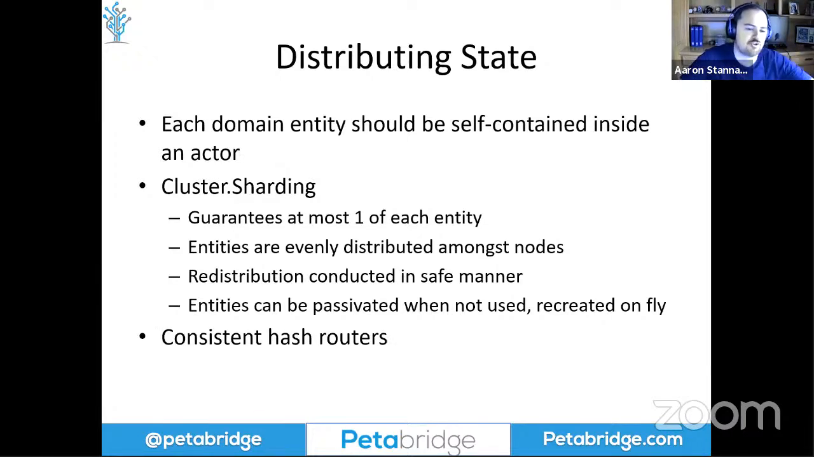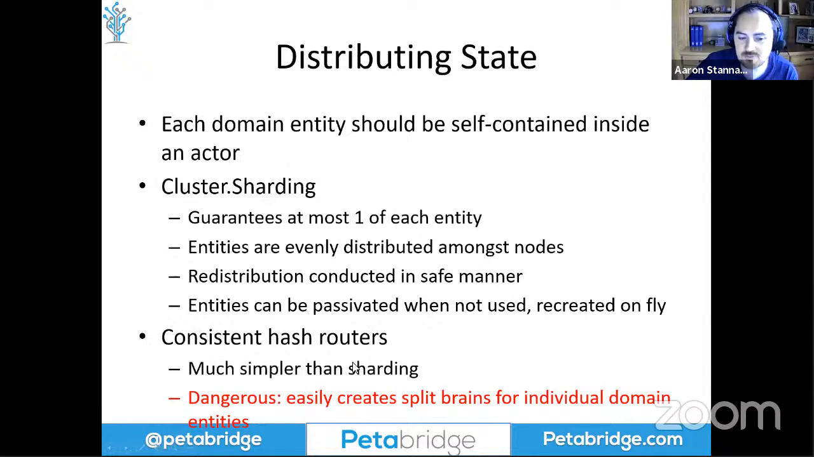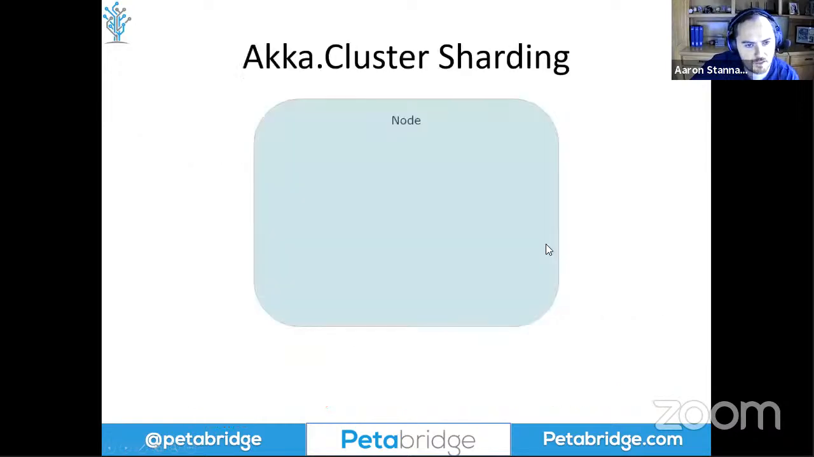The other tool we have for distributing state is consistent hash routers, which use a similar type of math for guaranteeing a unique distribution of entities, but they're dangerous. The reason why is consistent hash routers don't really have a built-in way of reasoning about moving partitions from one node to another. So you might have two copies of the same entity that both think they own the source of truth for that state. That is somewhat dangerous. Cluster sharding is the right way to go ahead and work around that problem. So that might be something you might want to take a look at if you're evaluating Akka.Cluster for your project.